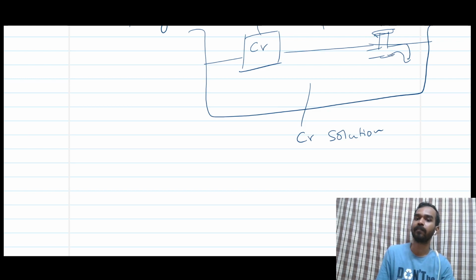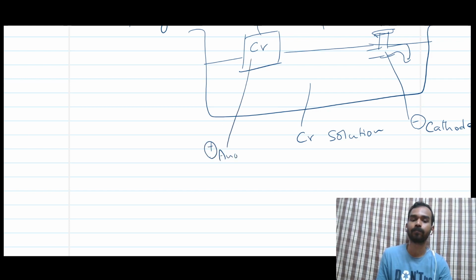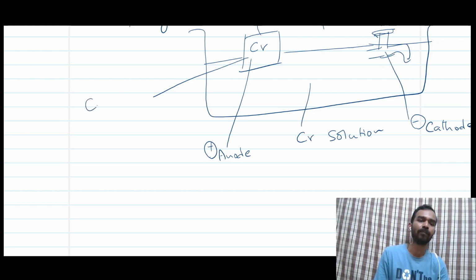Then this is negative, that means this metal is negatively charged. Then what ions will come here? Positive ions. Then this is cathode. This is positively charged. What ions will come here? Negative charge ions. That means this is anode. So what happens here? The chromium will separate into chromium ion and electron.